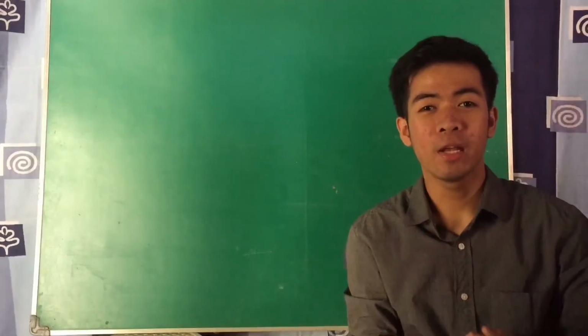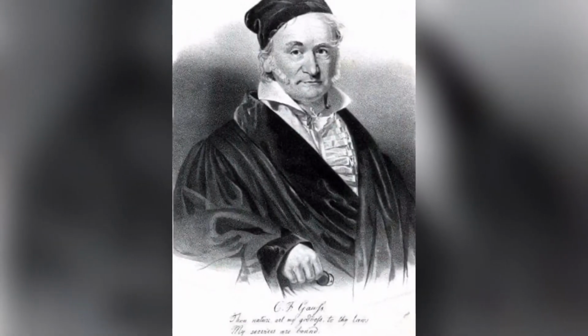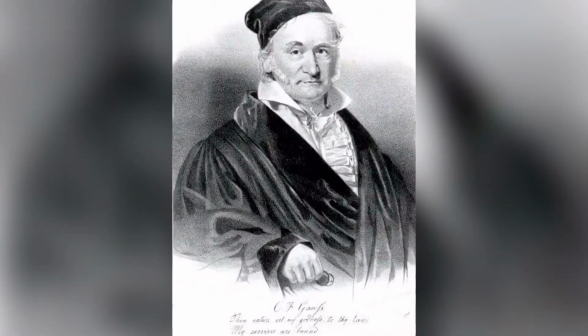In probability theory, a normal distribution is a type of continuous probability distribution for a real-valued random variable. It is also called Gaussian distribution because it was discovered by Carl Friedrich Gauss. The normal distribution is a continuous probability distribution. It is very important in many fields of science.